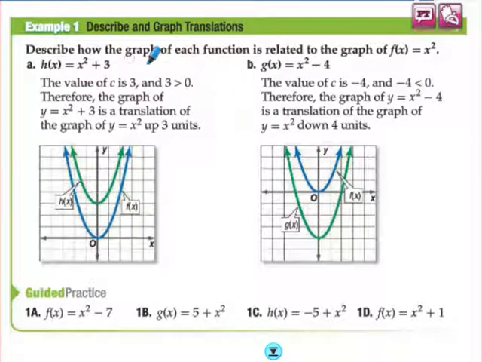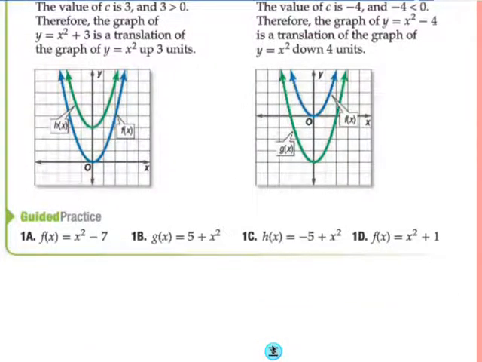So for example, describe how the graph of each function is related to the graph of f of x equals x squared. So h of x in this case equals x squared plus 3. If you were to describe that, since the value is 3, the graph is translated up 3 units. That's all you have to do. The graph here, because it's minus 4, has been translated down 4 units. So if you look at these, you just need to determine, is this going to translate it up or down, and by how much or how many? So when we look at 1a, this is a translation down, because that's negative, and it's down 7. And that's all you have to do.